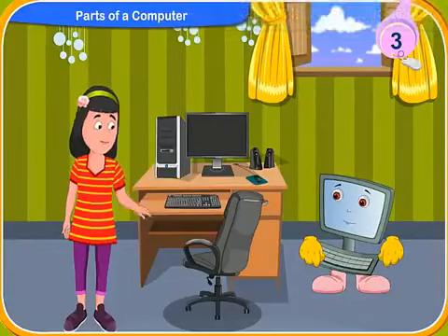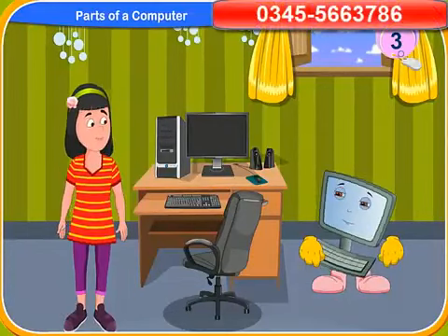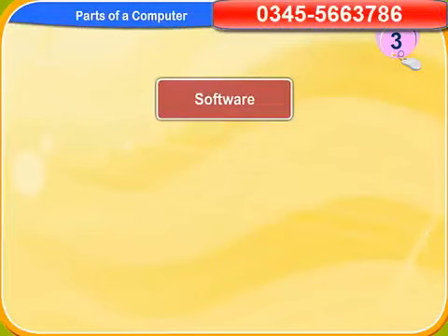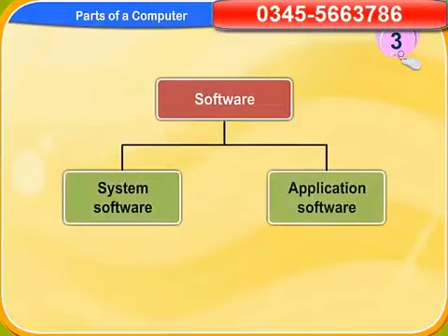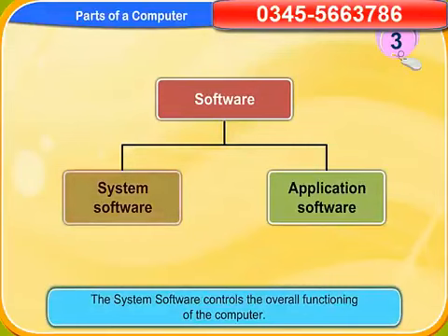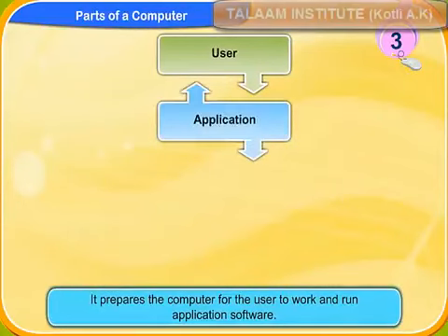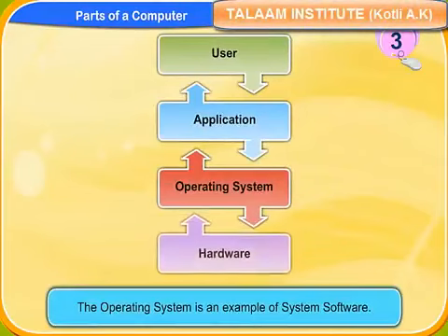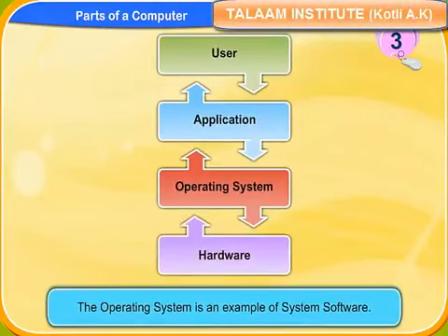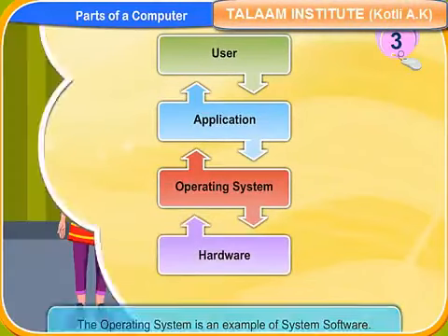Are there different types of software? Yes, there are mainly two types of software. They are system software and application software. Let me know more about them. The system software controls the overall functioning of the computer. It prepares the computer for the user to work and run application software. The operating system is an example of system software.